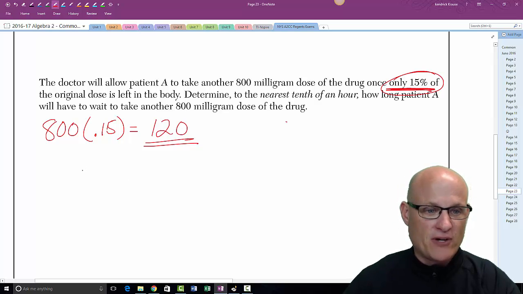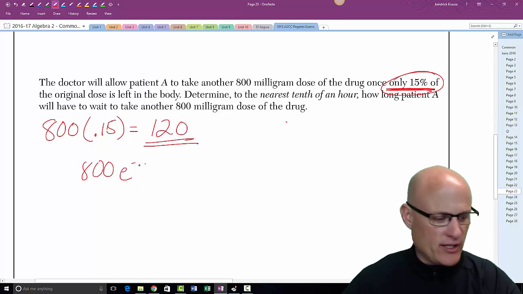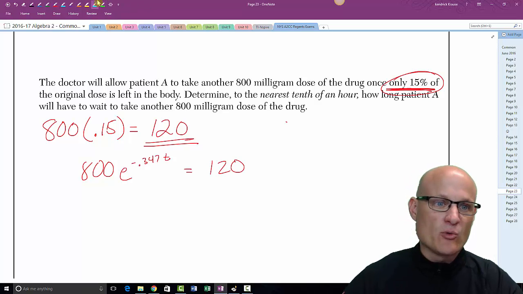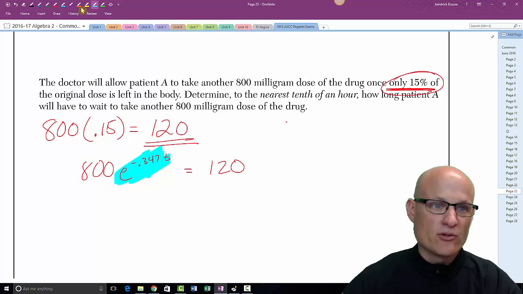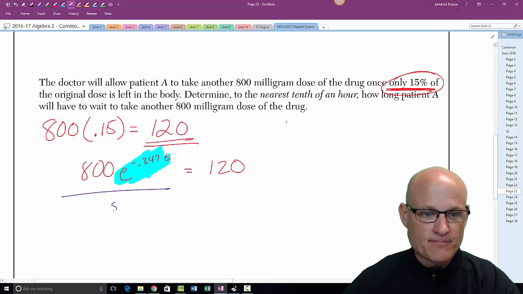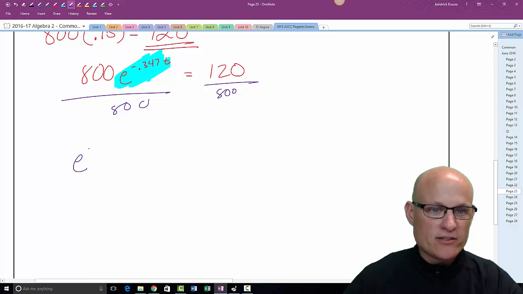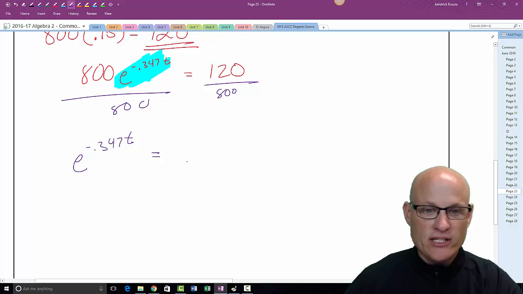So the A sub t function was 800 e to the negative 0.347t is equal to 120. Got to solve for the weird thing. This is the weird thing. Got to get the weird thing alone. So we're going to divide by 800. So we get e to the negative 0.347t is equal to, I'm just going to put 12 over 80. 12 over 80, that's good enough.